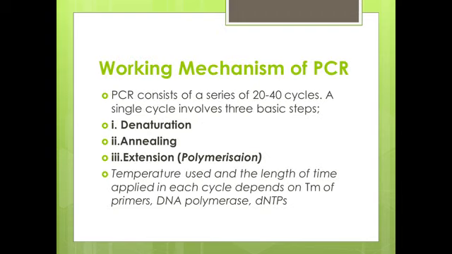Now, let us discuss the working mechanism of PCR. PCR consists of a series of 20 to 40 cycles. In PCR, some 40 cycles of DNA replication take place one after another. And a single cycle involves three basic steps. Those three basic steps are, number first, denaturation, number second, annealing, number third, extension, which is also called polymerization.